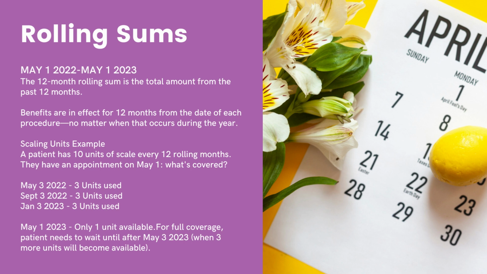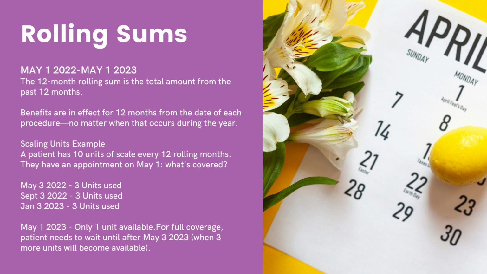that uses rolling sums. In this case, a patient has 10 units of scale every 12 rolling months. They have an appointment for a cleaning on May the 1st. Will they be covered? To figure this out, we can either send an estimate or take a look at the patient's history from the past 12 months.